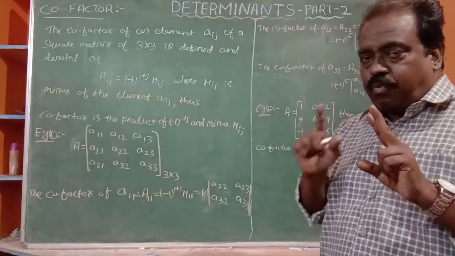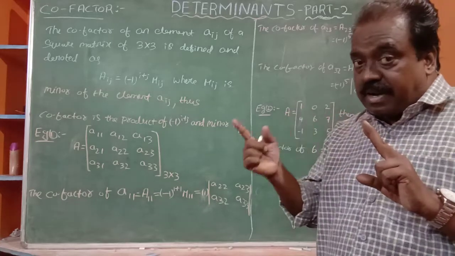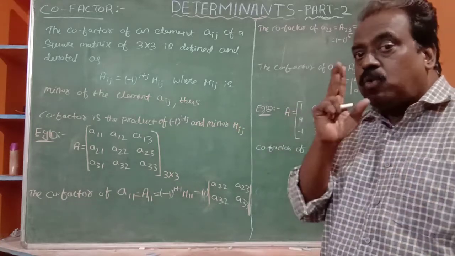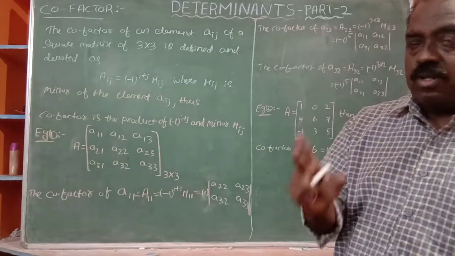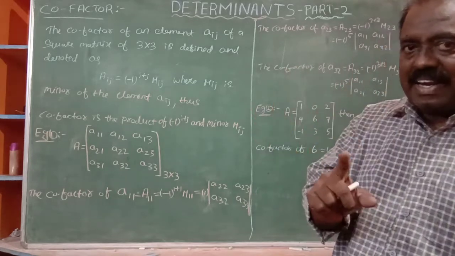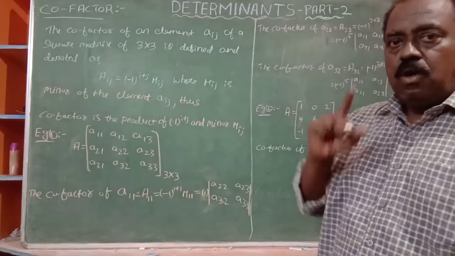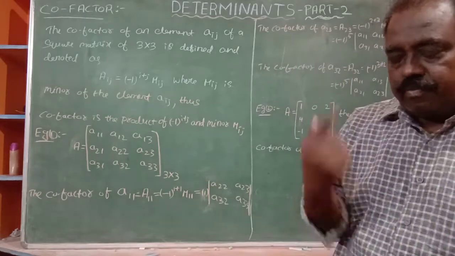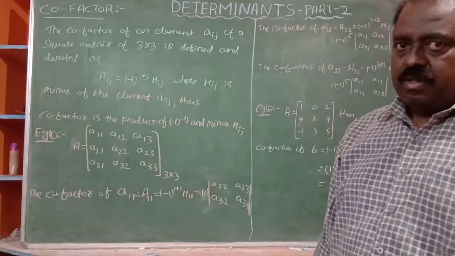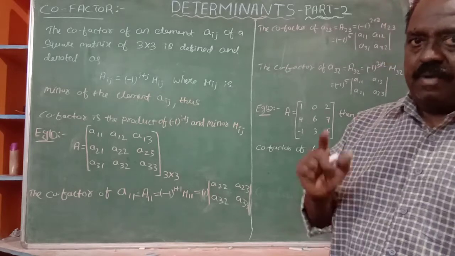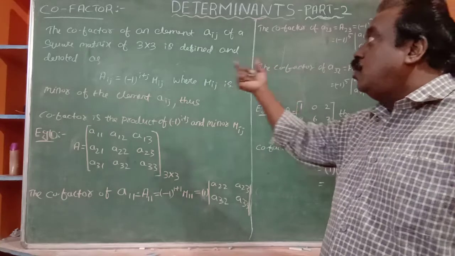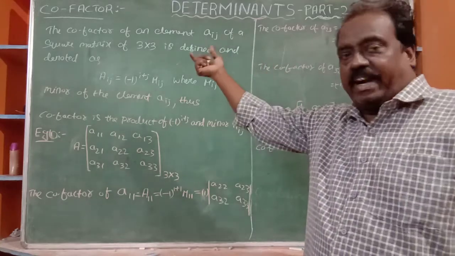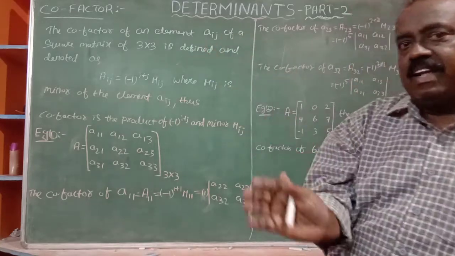If you want to find the determinant of a 3 by 3 matrix, two terms are important. That is minor and cofactor. Minor is already discussed. What is minor? You know it well. Now, in this part 2, we are going to find the cofactor. The minor is already over.